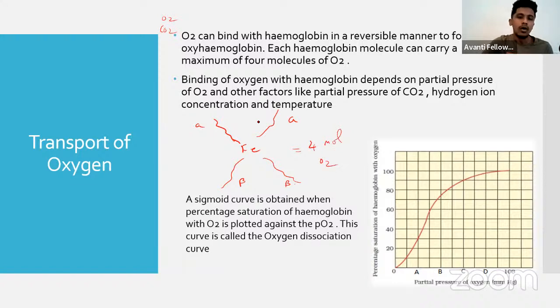So whenever the hemoglobin reacts with the oxygen, it will become oxyhemoglobin. Again, it will come back to normal hemoglobin. It will dissociate into hemoglobin and oxygen molecules.